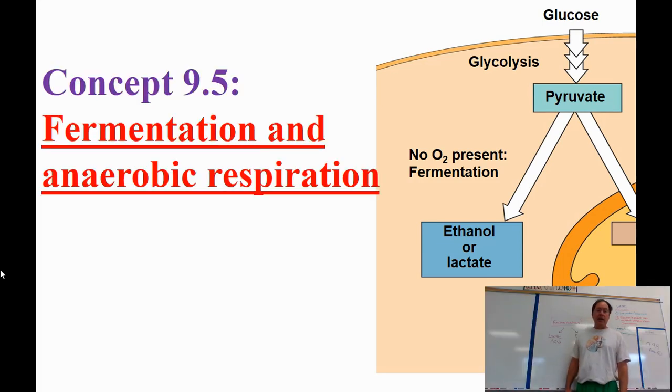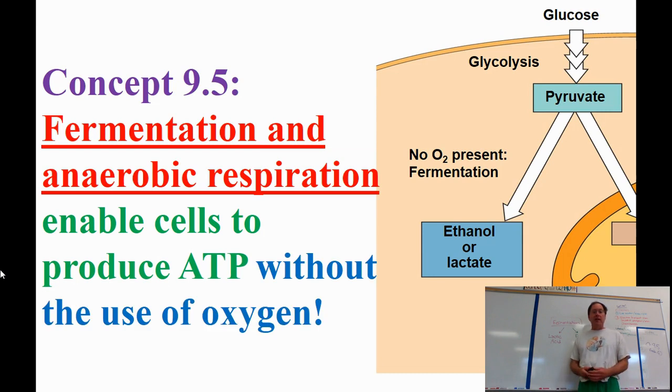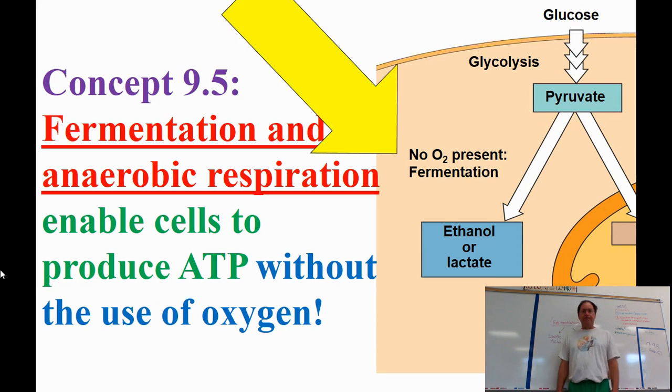So fermentation and anaerobic respiration enable cells to produce ATP without the use of oxygen. It's not enough for us, but it is enough for some organisms to be able to survive this way. Like yeast, for instance. Yeast can survive anaerobically, with no oxygen, by just doing glycolysis, although it won't thrive or live as long as if it does have oxygen, and it can also do cellular respiration. It's kind of cool how it has evolved the ability to do both of these things and survive. We can do fermentation, but we just can't survive very long while doing it.